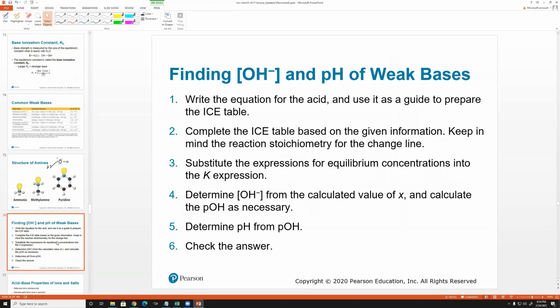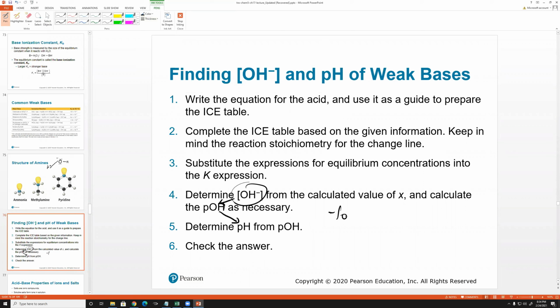Okay, so how do you find the OH concentration, the pH, the pOH of weak bases? Short answer, you do the same thing as you did for weak acids. So you do an ICE table, but this time you're solving for the OH concentration. Once you have the OH concentration, that's written right here, you can go from OH to pOH to pH.